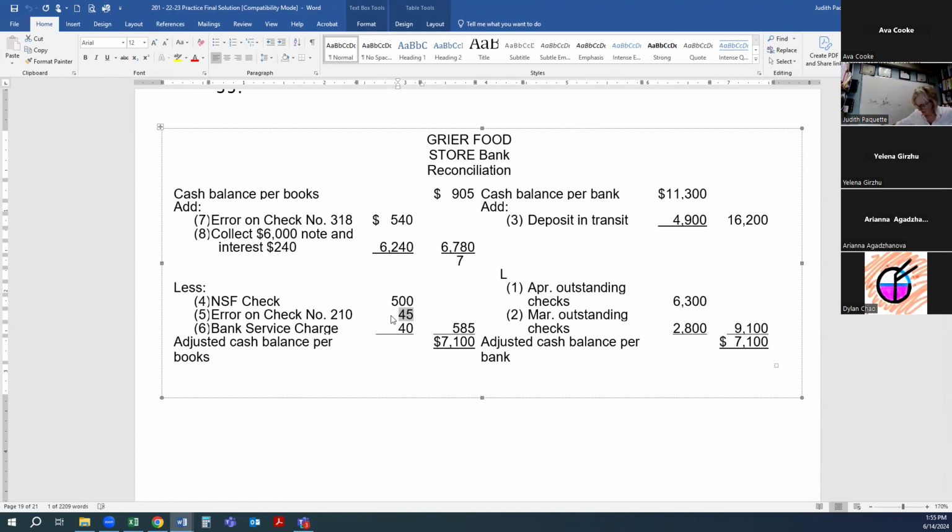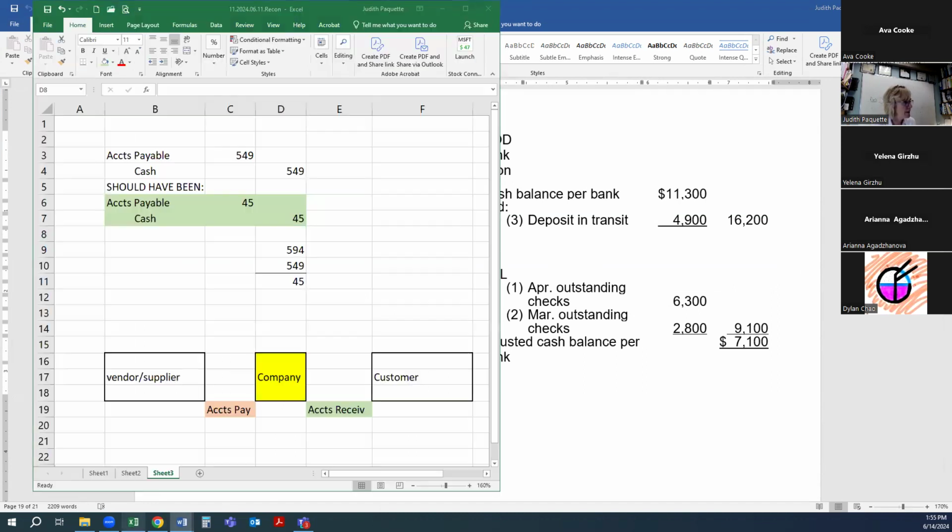So when you have a bank recon, there's certain pieces that are going to be super basic. You're going to see them probably on every bank recon. You're going to see outstanding checks. You're going to see deposits in transit. On the book side, you're going to see service charge or NSF checks, that sort of thing. But when you get into errors, you really have to take a second and say, okay, what was it, and what should it have been?